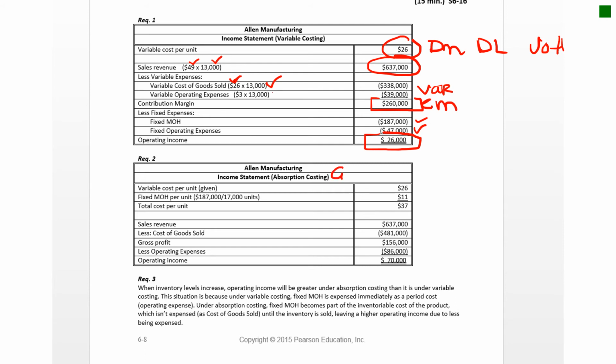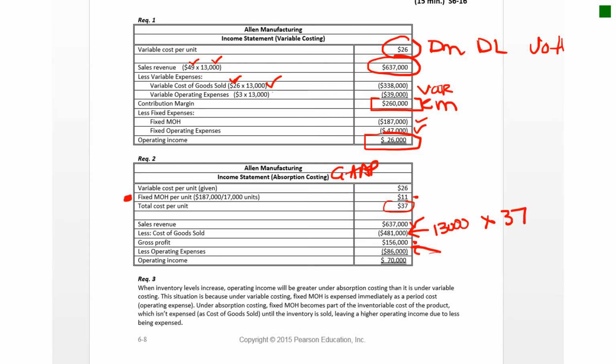Now, under the GAAP income statement down below, look at how this one works. Notice they took this fixed overhead, as I told you in the previous slide. If you divide that by 17,000 units, you get a fixed overhead cost per unit of 11. If you add that to your other variable product cost, you get a total cost to make of $37. So then here's your sales revenue, which is the same. Your cost of goods sold is your 13,000 units multiplied by that $37. You've got a gross profit then of 156, and then everything else is operating: the $39,000 of variable operating plus the fixed, which was 47.